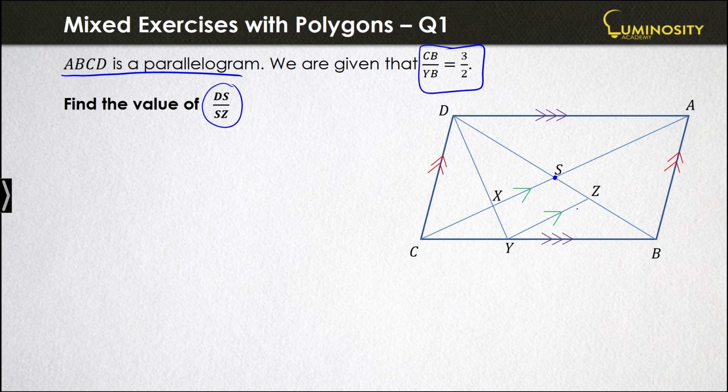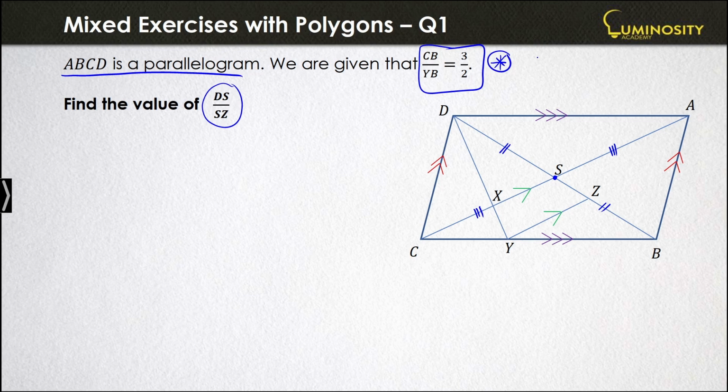Now, because this is a parallelogram, I know that diagonals on a parallelogram bisect each other. So that means that the length of DS must be the same length as SB, and the length of CS must be the same length as SA. Okay? So that's going to be useful for us when we're trying to work out the ratio of DS to SZ. So now I go to my given information, because that's always super important. You always want to make sure you utilize all your given information.